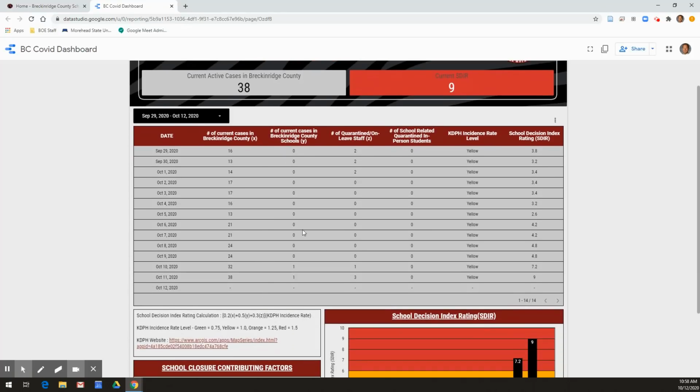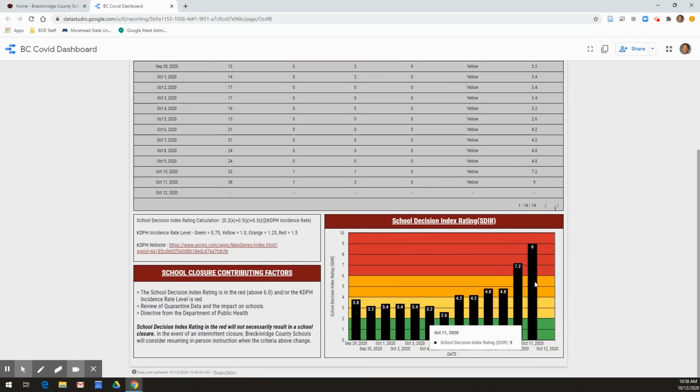You can also see our number of current cases in the school district, our number of quarantine on leave staff, and our number of school-related quarantine in-person students. So keep in mind, this is school-related, and currently we have 0 school-related in-person students who are quarantined. Then when you scroll down, you'll see our chart.